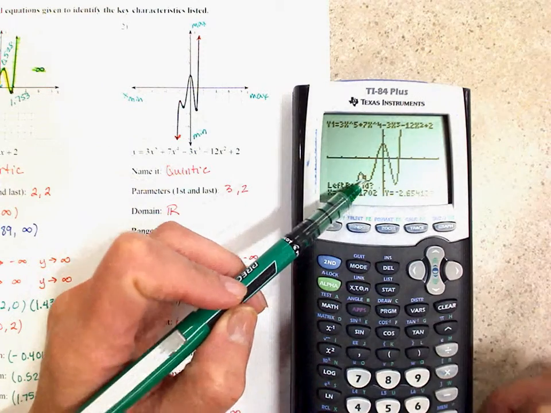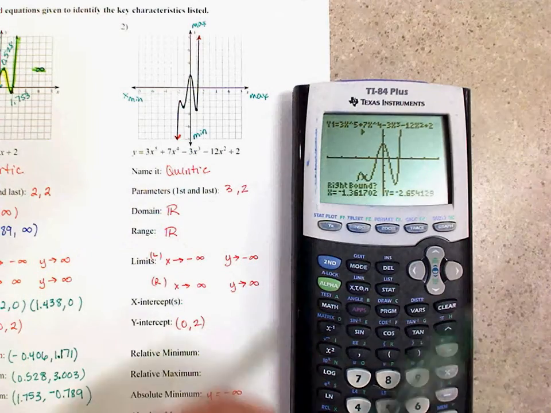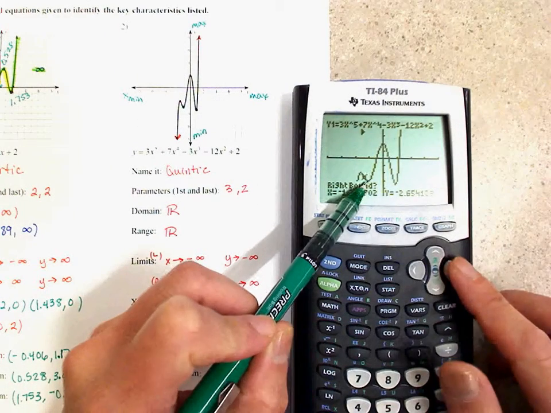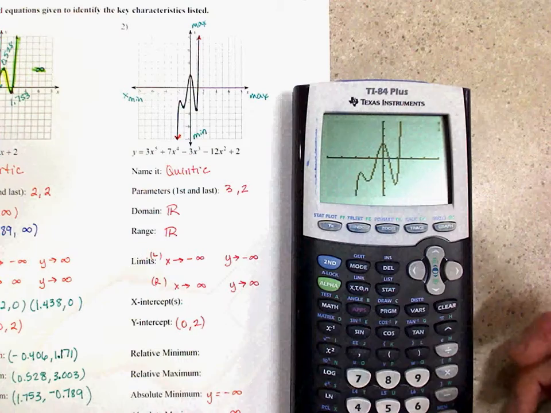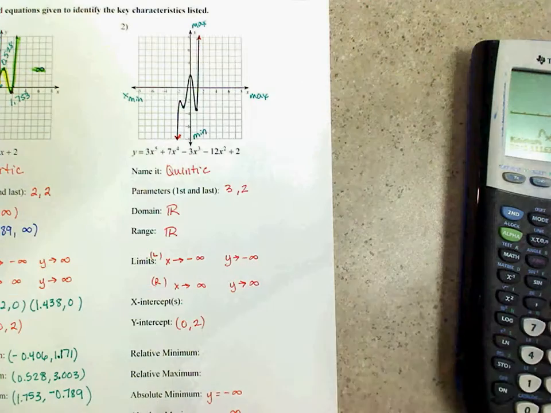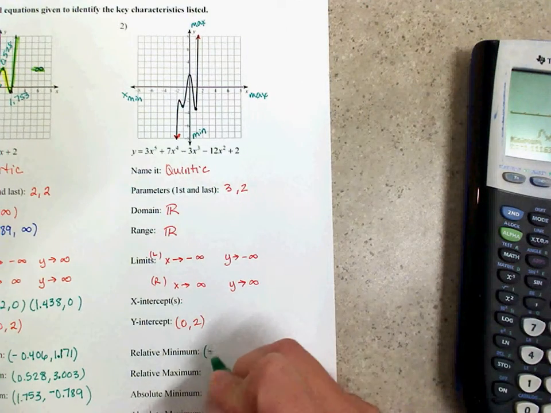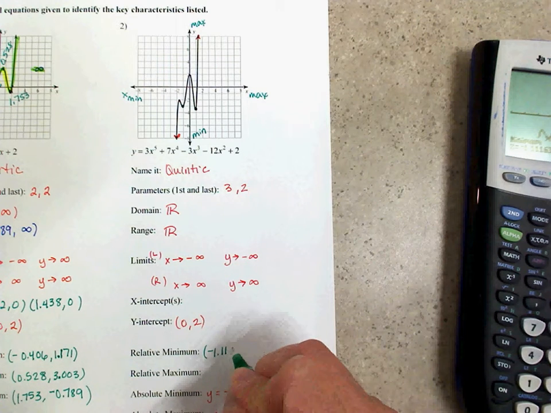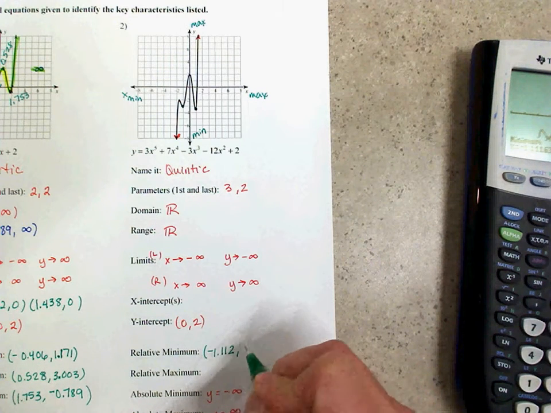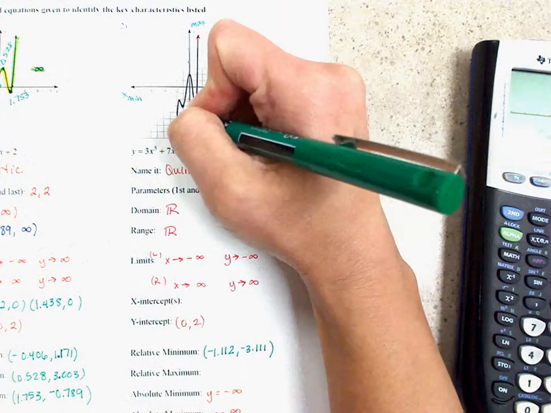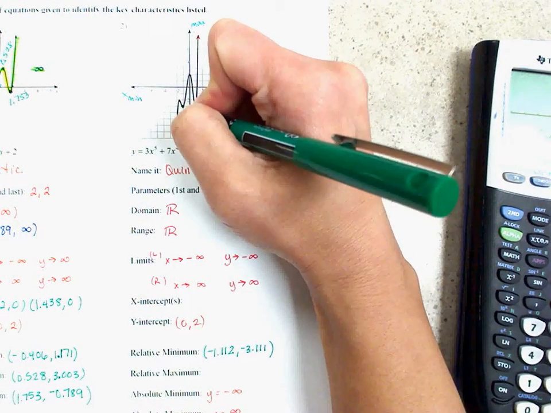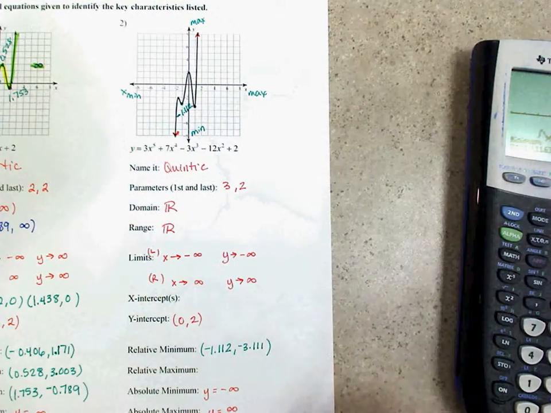Enter. Right boundary, I want to go to the right of that. Anywhere to the right. And yes, I want you to guess. So my first relative minimum is negative 1.112, comma, negative 3.111. Okay? So I'm going to go ahead and write my point. Negative 1.112 right there. X value only.